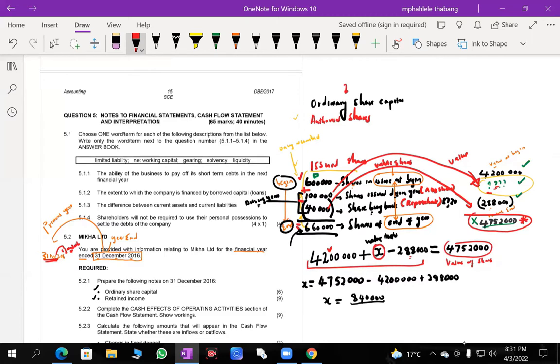And then we want to find the value of shares at the end of the year. We want the number of shares at the end. Because the same procedure here, we are calculating the number of shares at the end, and here we are calculating the value of shares at the end. We are going to calculate the value of shares at the end.